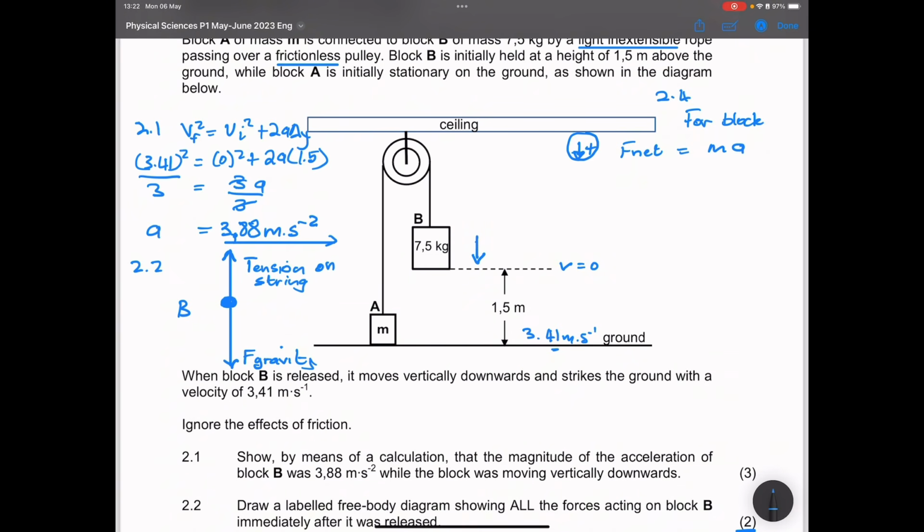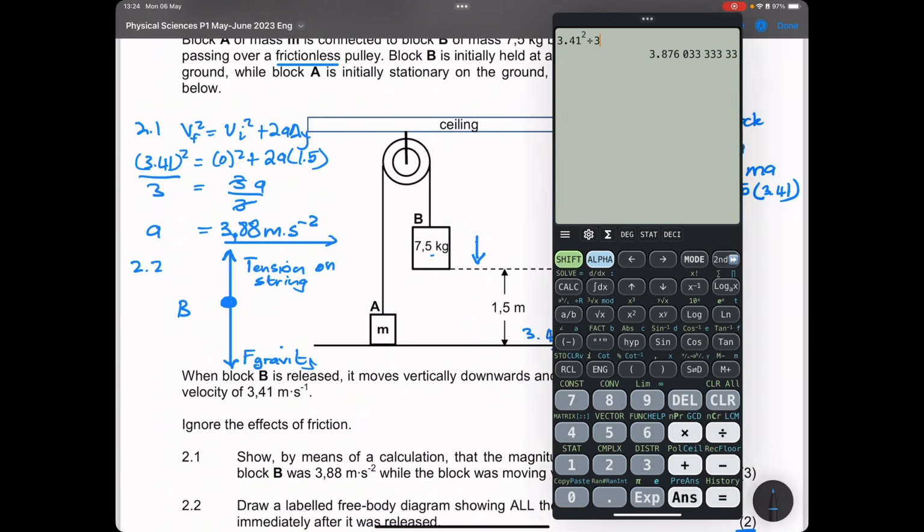You always take the direction of motion as positive, okay? So this is going to be the force of gravity for block B, minus the tension on the string, and this will be equal to MA. Right, so let's substitute all that we know for block B. Force of gravity is mass, which is 7.5, times gravitational acceleration, so 7.5 times 9.8, minus the tension, which is unknown, and this is equal to the mass of the body, which is 7.5, multiplied by acceleration. In this case, we already know what the acceleration is: 3.41. So we can find the value of the tension.